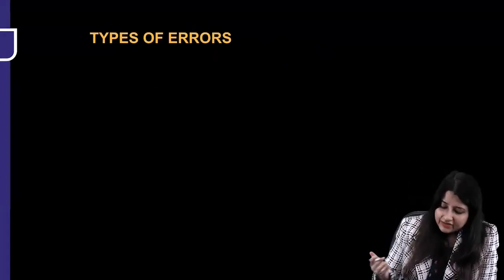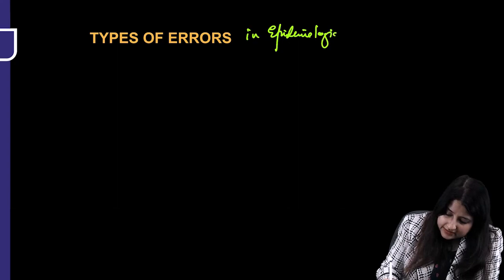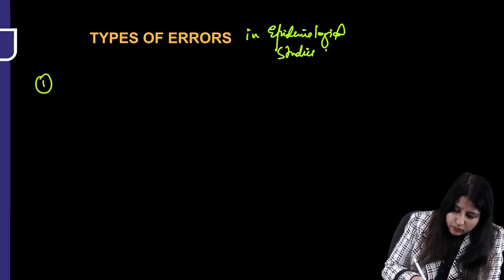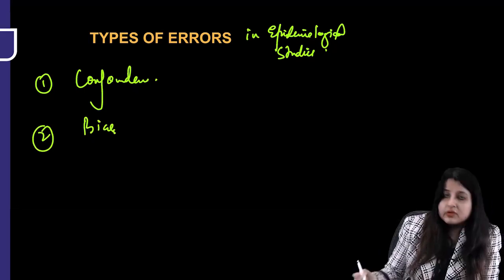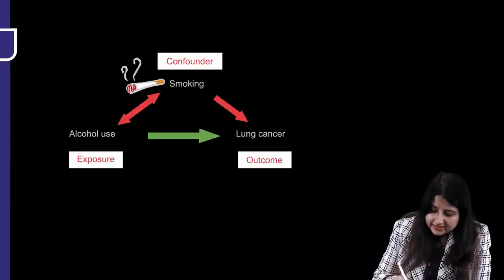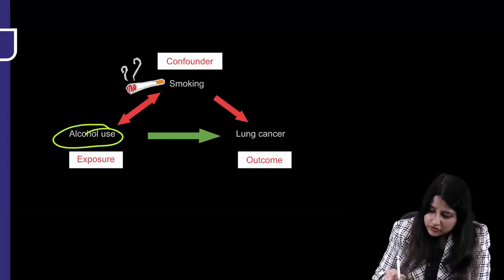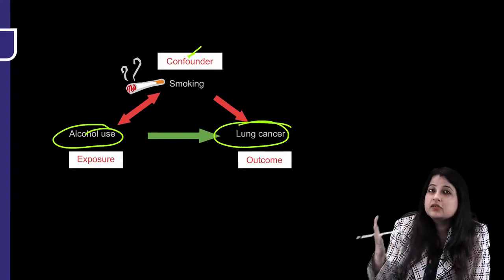Now quickly let's have a look at the types of errors that we encounter in epidemiological studies. What are the types of errors in epidemiological studies? Please remember, there is one thing known as confounders, which can come in your exam, and the other one is bias. Now what are confounders and bias? Let us look at this. Here we were studying alcohol use and lung cancer. Confounder is written as smoking.